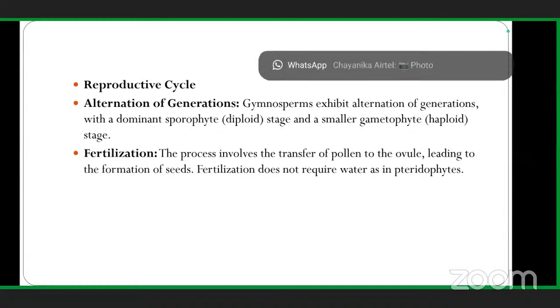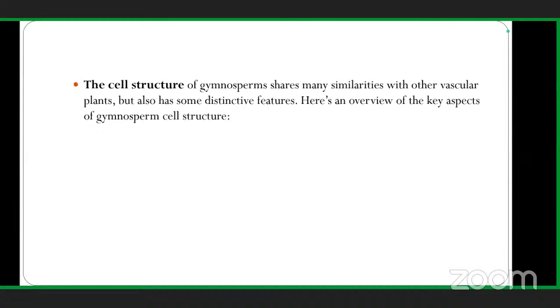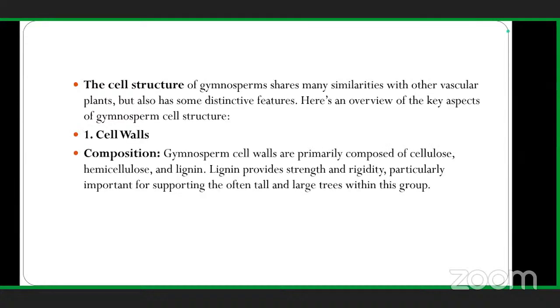So these are the common differences and also the structures. Next is what we have learned. Next is cell structure. The cell structure of gymnosperm shares many similarities with other vascular plants, but it also has some distinguishing features. So what are they?